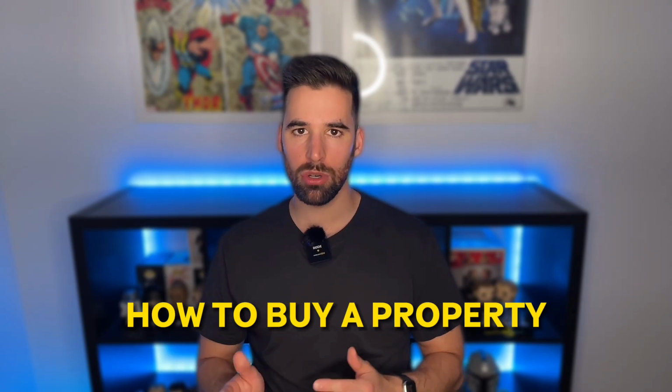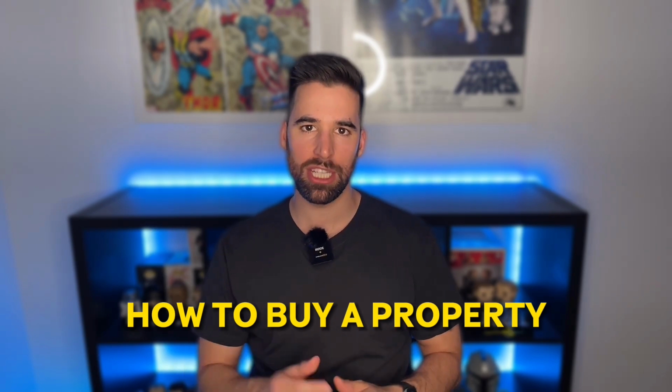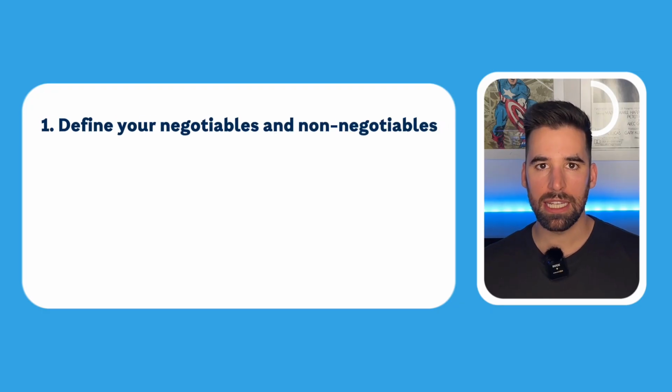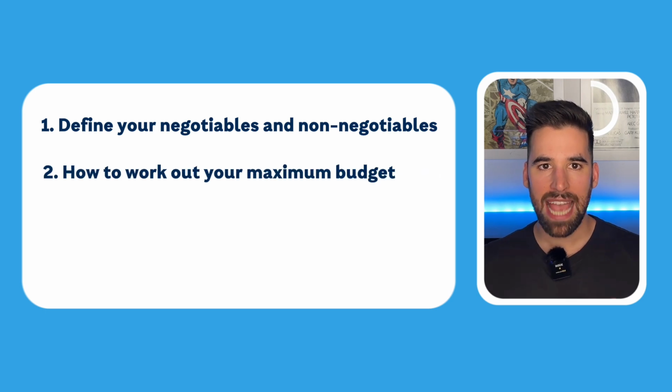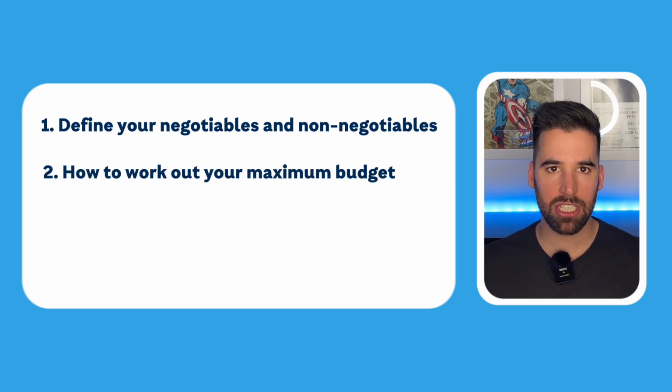Today, we are going to talk about how you can buy a property in 2024. We are going to focus on 4 core topics. Topic number 1 is defining your negotiables and non-negotiables. Topic number 2 is how to work out what your maximum budget is based on your deposit and borrowing capacity.